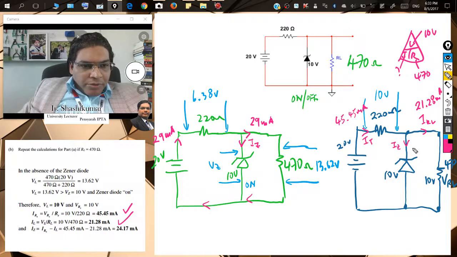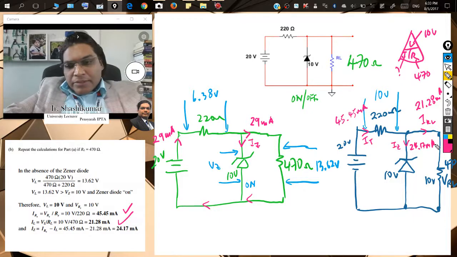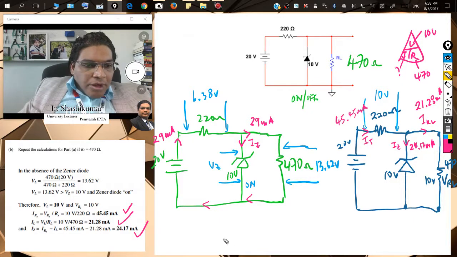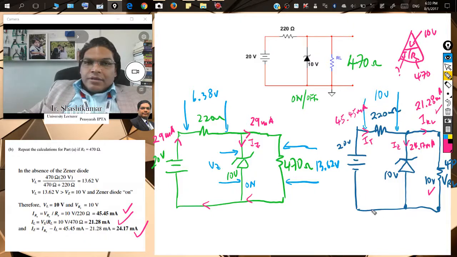Finally, you want to know what is IZ. If you want to know IZ, you know the total. So these two added, you should get this. So this minus this, then you get IZ, and IZ is 24.17 milliamps. So your output voltage here will be 10 volts, and the current is 21.28 milliamps. So that will be your final answer for this particular voltage regulator circuit.